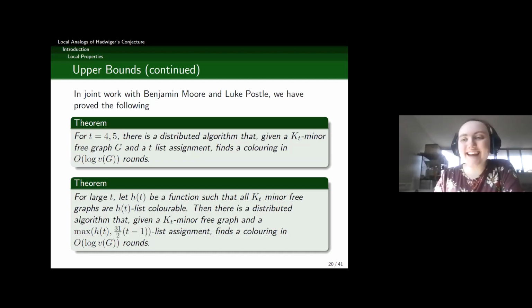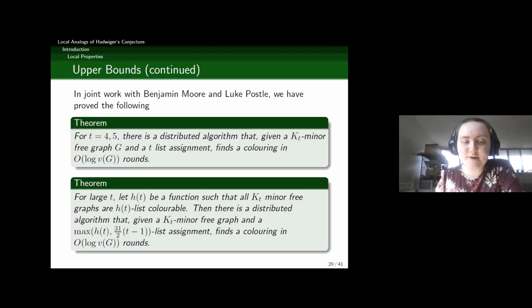So now for K_t minor free graphs, in joint work with Ben and Luke, we've proved the following. For t equals 4 or 5, there is a distributed algorithm that, given a K_t minor free graph G and a t-list assignment, finds the coloring in big O of log V rounds. And for large t, if h(t) is a function such that all K_t minor free graphs are h(t)-list colorable, oh, I missed the constant of 13, whatever.